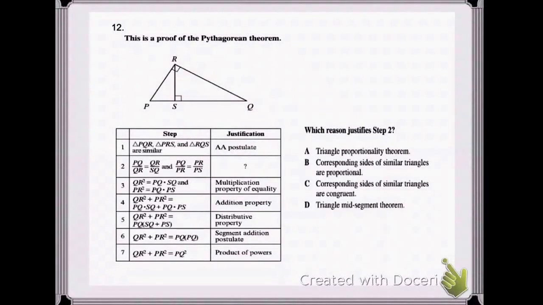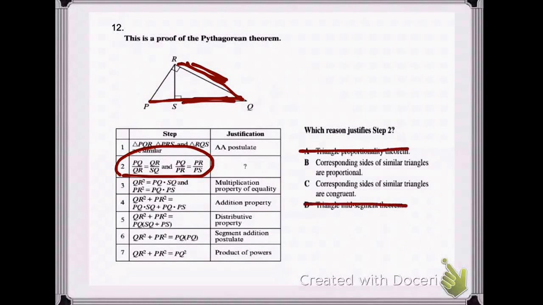All right. Which reason justifies step 2? If I read step 2, PQ over QR equals QR over SQ. PQ over PR equals PR over PS. Well, if I look, I've got PQ and QR. Those are sides in my triangle, so I'm talking about sides. QR is a side in a triangle, and SQ is a side in a triangle. Those are sides. So I know that I'm talking about corresponding sides. That eliminates these two choices.